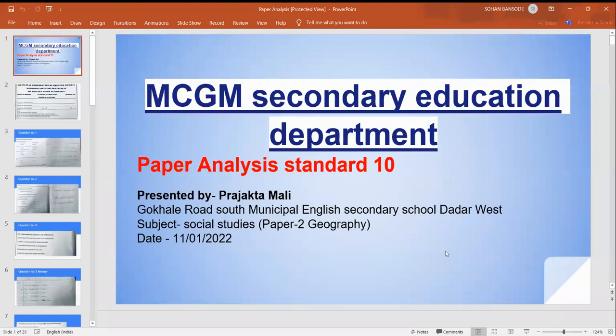Start. Okay. So first of all, very good evening to all of you who have joined the session. Every day you are going to join these sessions, that is the paper analysis, and today also we have come here for the paper analysis for the subject of social studies, paper number 2, that is geography. Myself, Prajakta, I am from the Gokhale Road South Municipal English Secondary, and today I am going to explain and analyze the paper whatever you have attempted today. So let's start.